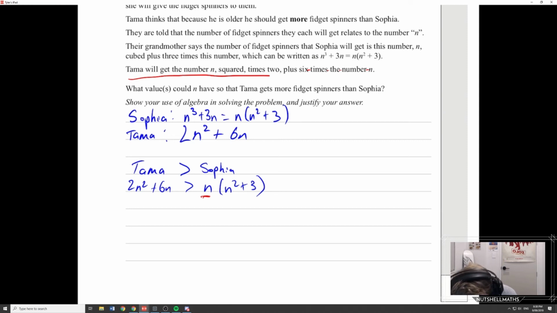Right, let's hit it. So we've got this n here. We can divide by this n. Divide everything by n. So we're going to divide the whole left hand side by n. 2n squared divided by n would just be 2n plus 6. And we've got rid of the n on this side, so we're just left with this. Are you happy with what I've done there?